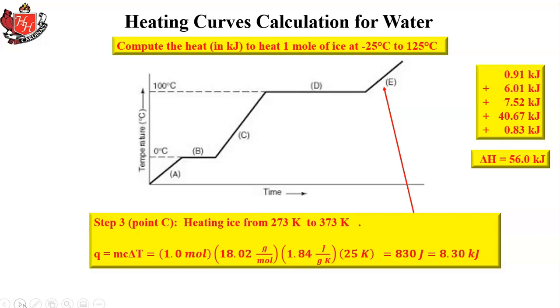So when we add all those 5 numbers together, the heat required, the enthalpy required to take ice at negative 25 degrees centigrade and turn it into steam at 125 degrees centigrade is 56 kilojoules. That's the number over on the right-hand side there.